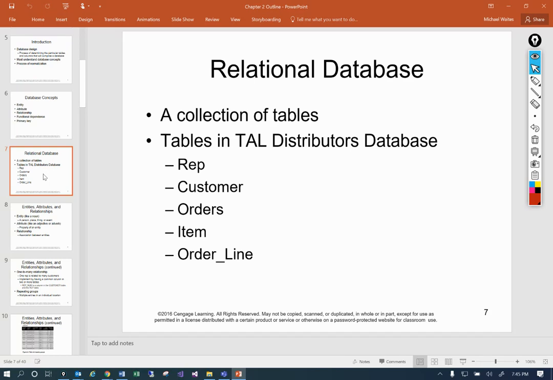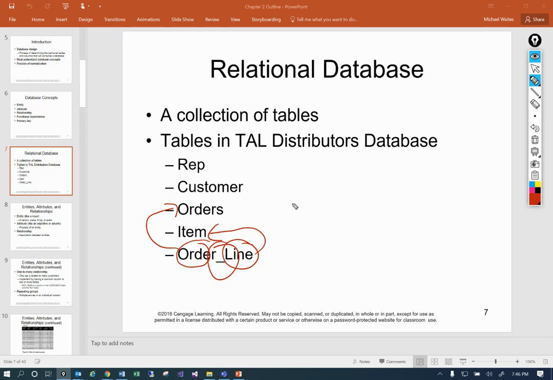All right. So in a relational database, we have a collection of tables. We've already talked about the tables in the Tau distributor database. We've got the rep table. We've got the customer table, orders, item. And remember what I was telling you last week? When you have this underscore in between, oftentimes that is to signify that it's the combination of two items together. In fact, oftentimes it will be the actual two items together.